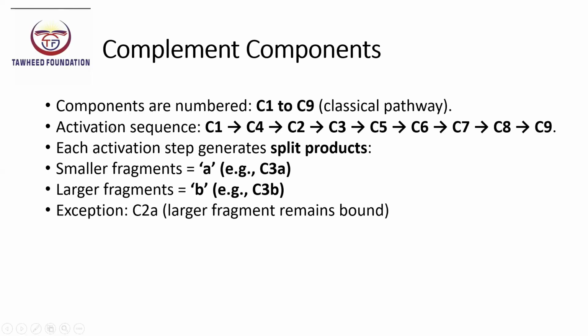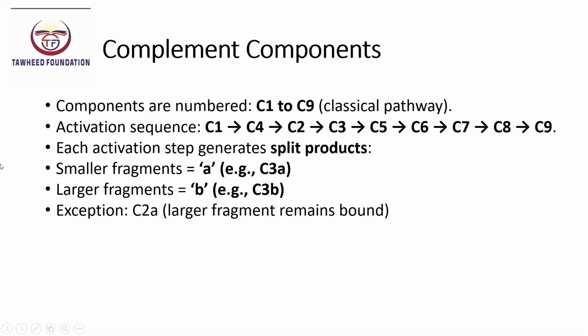Next is complement components. The complement system consists of a series of plasma proteins named C1 through C9 based on the order of their discovery, not their activation sequence. In the classical pathway, activation follows the sequence C1, C4, C2, C3, C5, C6, C7, C8 and C9.